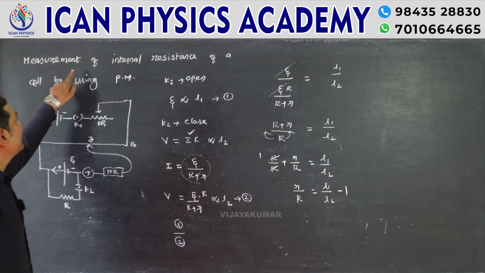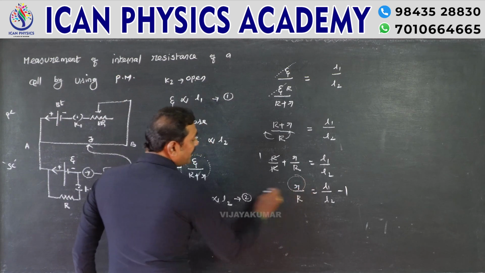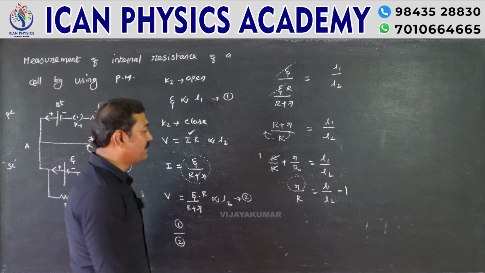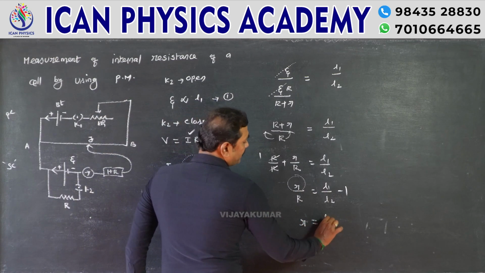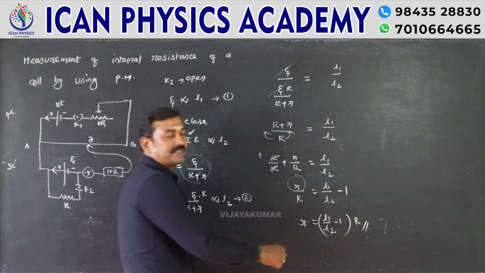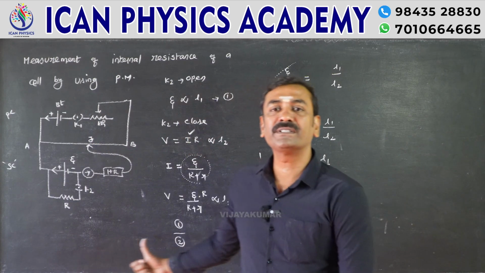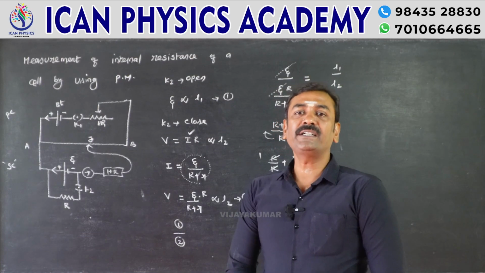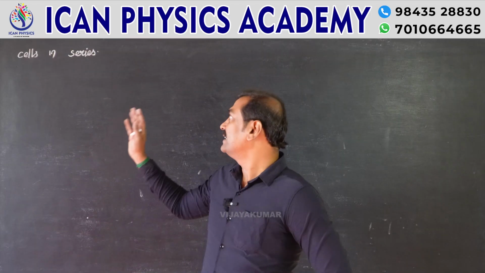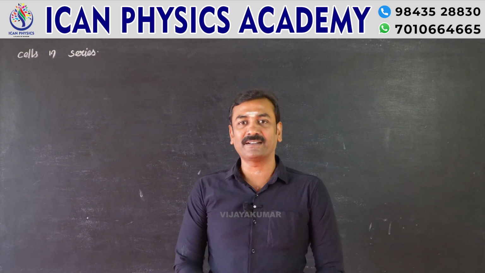So now what's our topic? Internal resistance. So we are going to calculate the internal resistance. So the division capital R goes to right side as multiplication. So r equal to (L1 by L2 minus 1) into capital R. So by using this formula, we can calculate the internal resistance of the cell by using the potentiometer. Okay. Do you have any doubts? No doubts. Now in this class, we are going to see cells in series and cells in parallel. Let's enjoy the class.